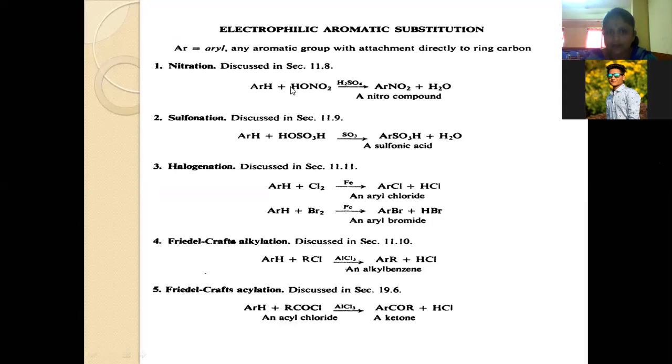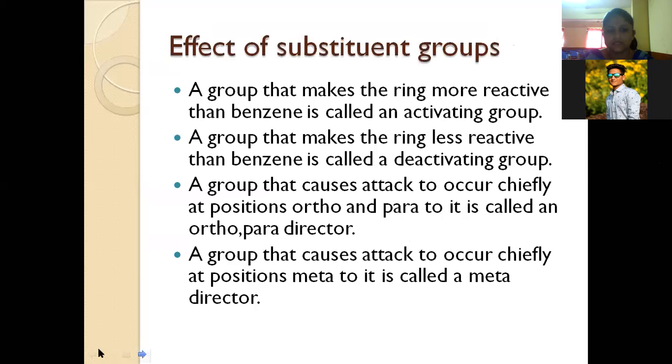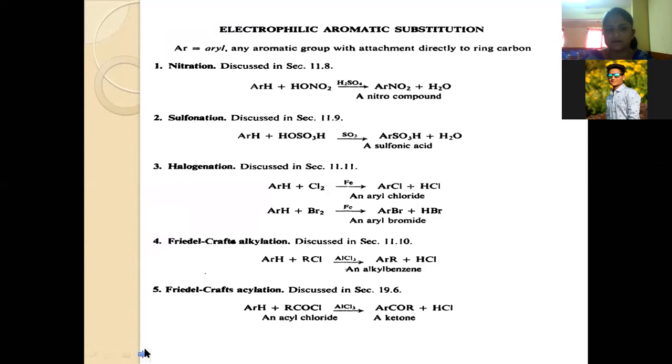So ArH plus nitric acid in the presence of sulfuric acid gives, if Ar is benzene, nitrobenzene. If Ar is benzene, with sulfonation it gives benzene sulfonic acid. In halogenation, there is formation of halobenzenes. With alkylation, there is formation of alkyl benzene. When there is an acylation reaction, we have already seen that it forms a ketone. These reactions we will see in detail in the next part.